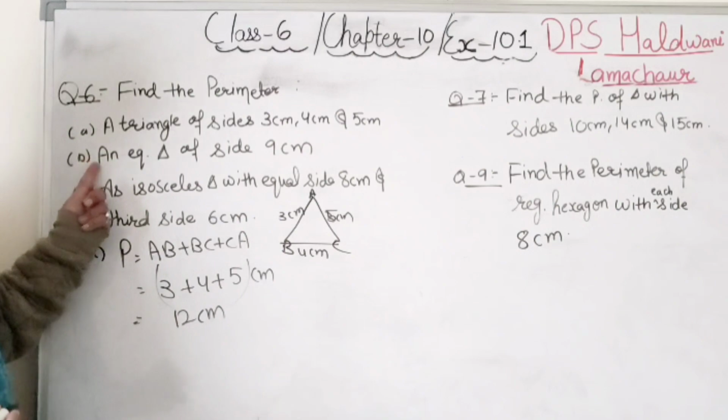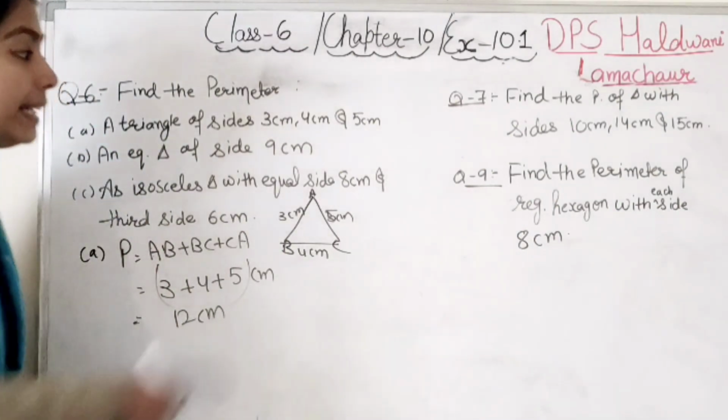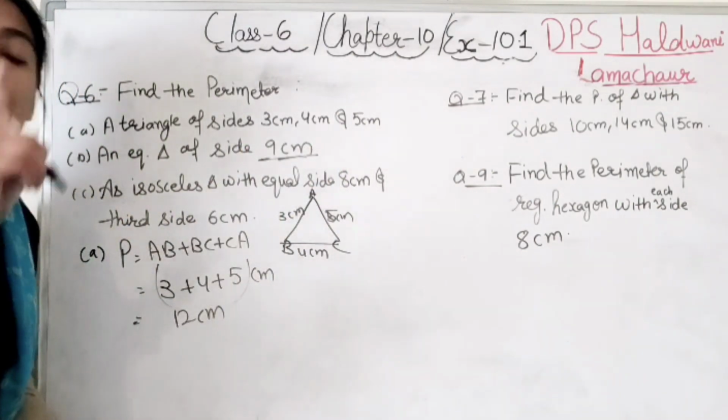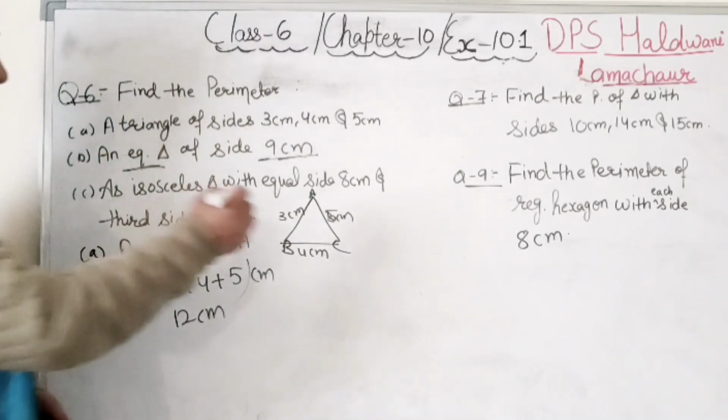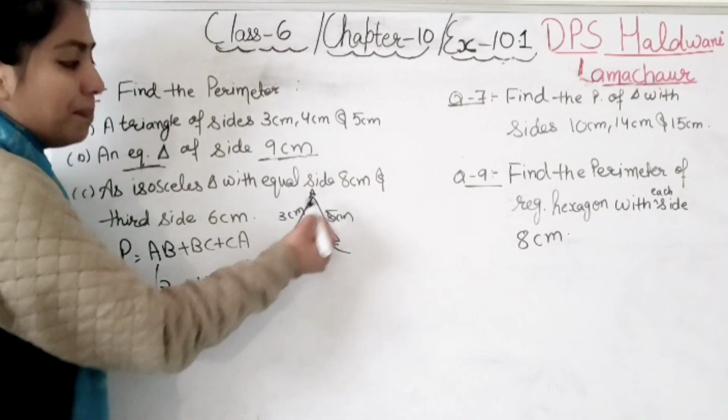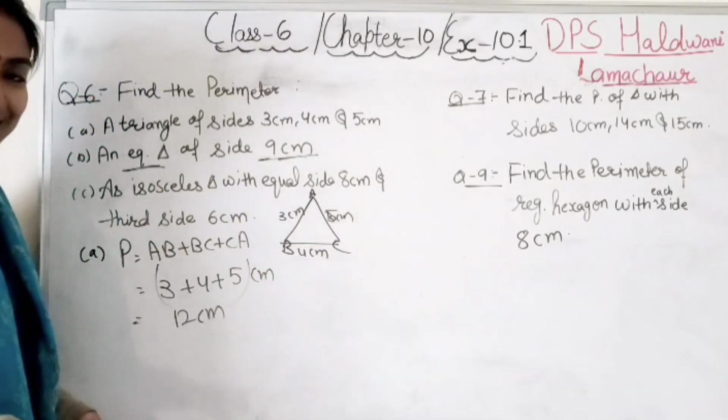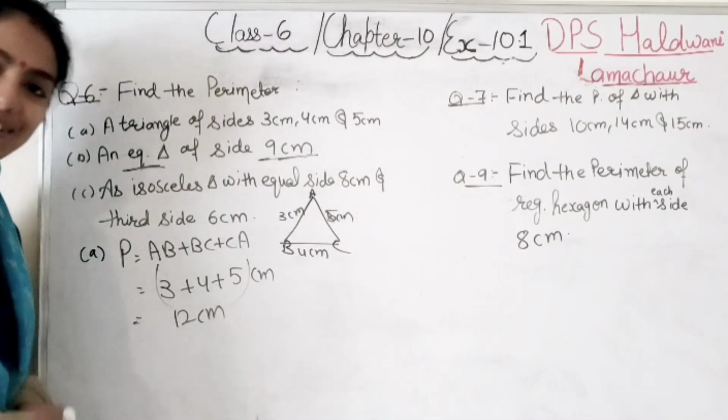Now coming to B part, an equilateral triangle of side 9 centimeter. Only one side is given, obviously, because it is an equilateral triangle. If it is an equilateral triangle, it means all sides are the same. 9 plus 9 plus 9. So student, 9 3s are 27.